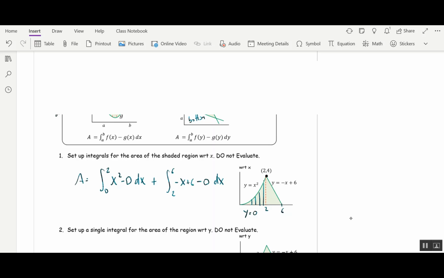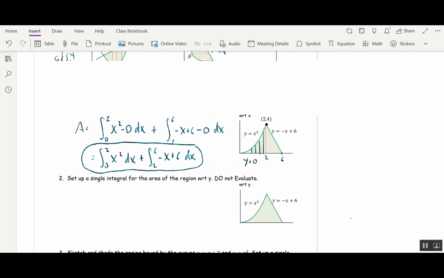So top minus bottom. And I needed two integrals because the top curve changed partway through my interval from 0 to 6. And so if I clean that up, the integral from 0 to 2 of x squared dx, wouldn't want to leave the minus 0 there, plus the integral from 2 to 6 of negative x plus 6 dx. And I stop there because I'm not supposed to evaluate. So do not evaluate means don't find antiderivatives and get a number for your answer, just the setup.